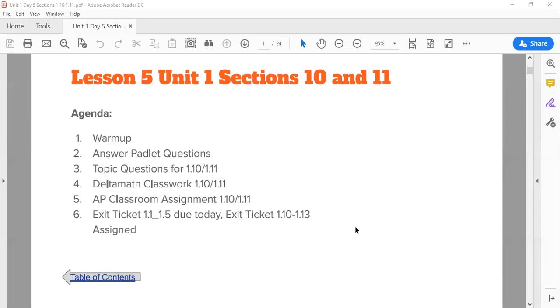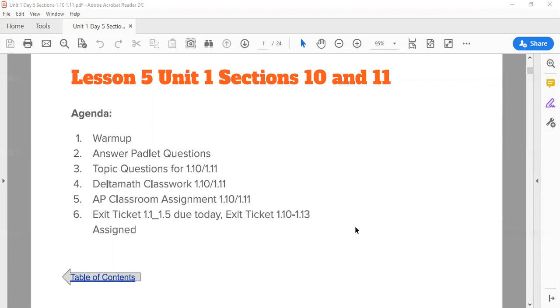Okay, I'm going to answer the Padlet questions for 1.10 and 1.11 topic questions, and then you guys are going to do the Delta Math classwork, and the AP Classroom assignment is posted. Remember, you need to complete that, and if you do not, then you need to complete it with a free response answer and submit it on Google Classroom. That only happens if you miss the assignment's due date, which is Monday the 28th at 8 p.m.